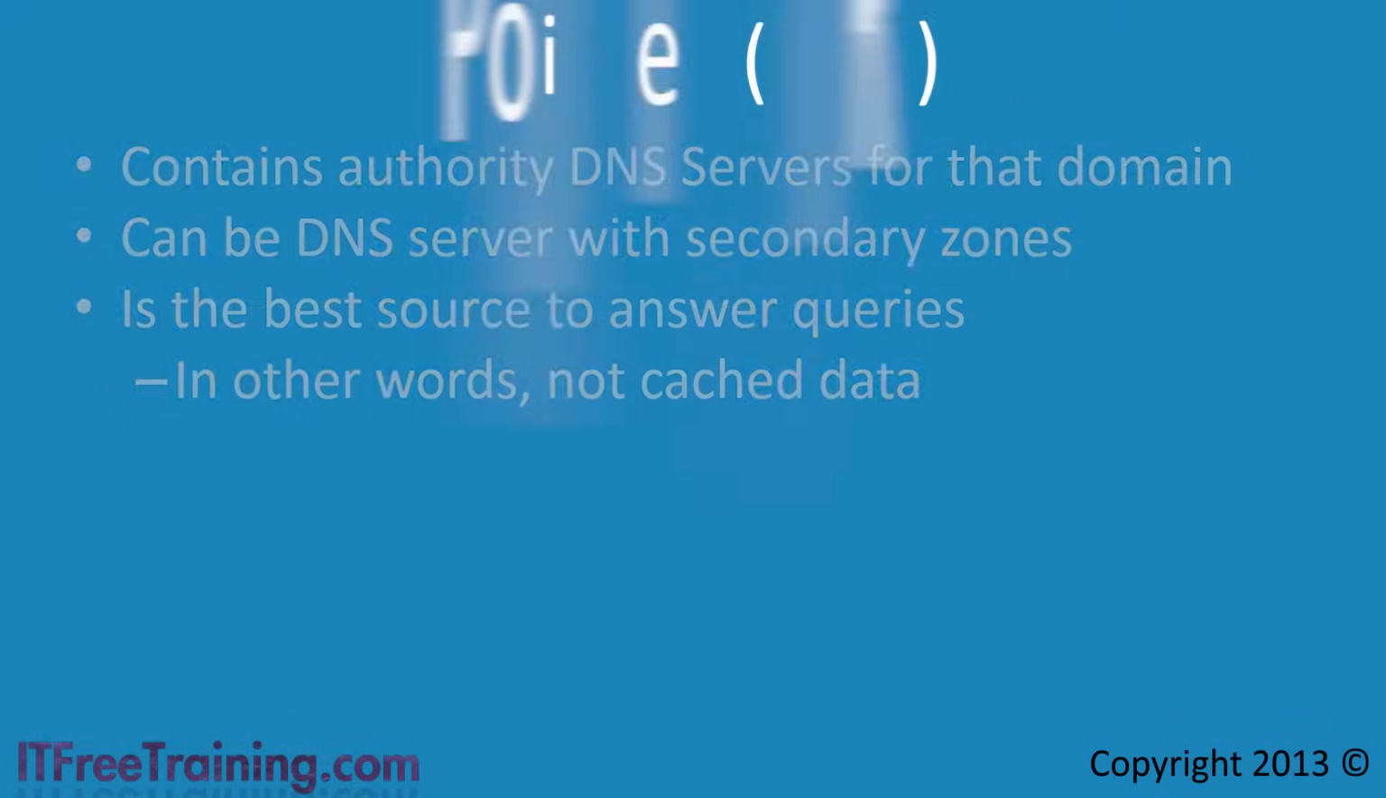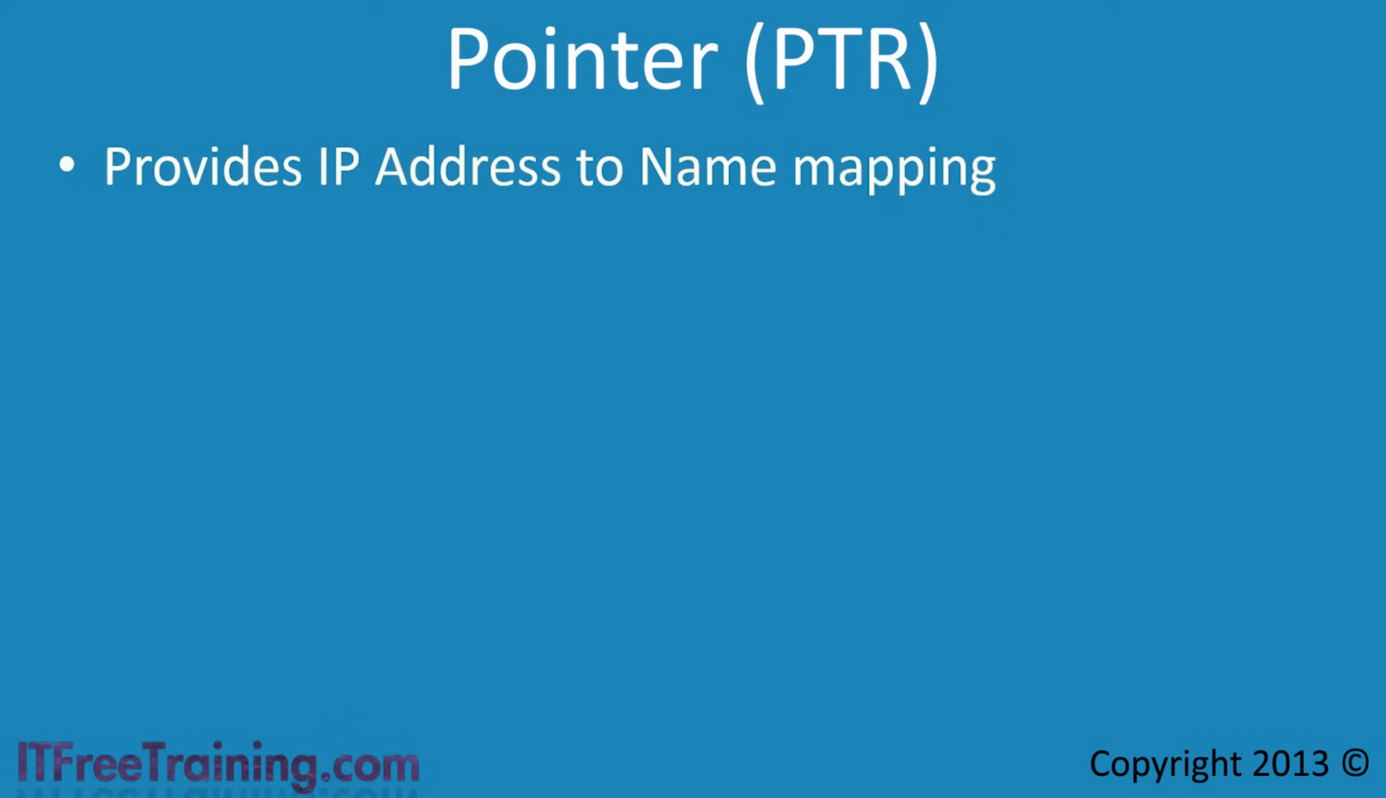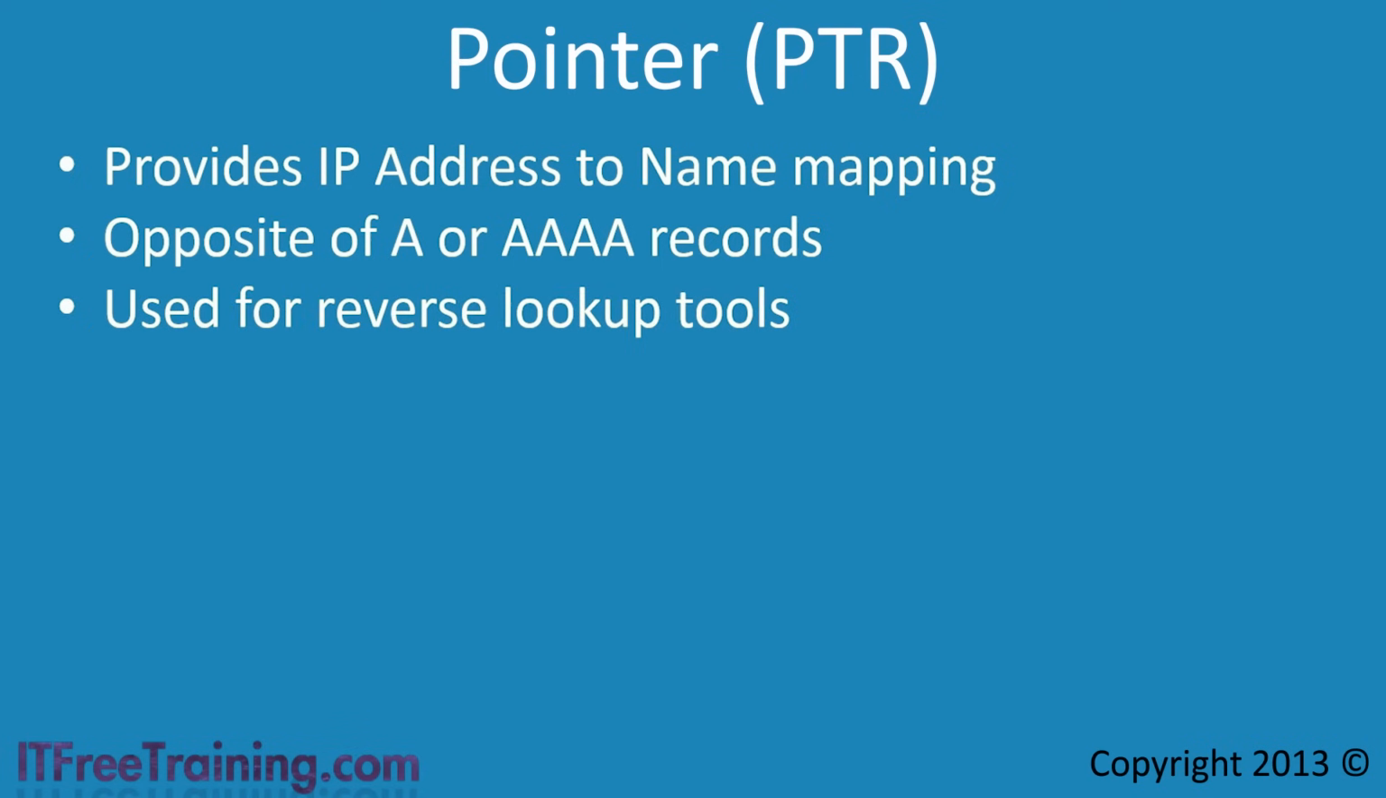The last record that I will look at in this video is the pointer or PTR record. This record provides a mapping between an IP address and a name. This essentially is the opposite of an A or quad A record. This essentially means that given an IP address, the name associated with that IP address can be looked up. These records are used by reverse lookup tools. Pointer records are useful in cases where you have an IP address in a log file and you want to identify which computer or device that IP address came from.